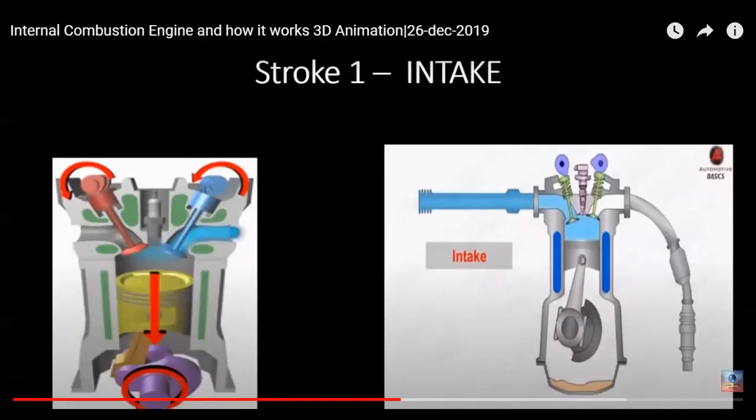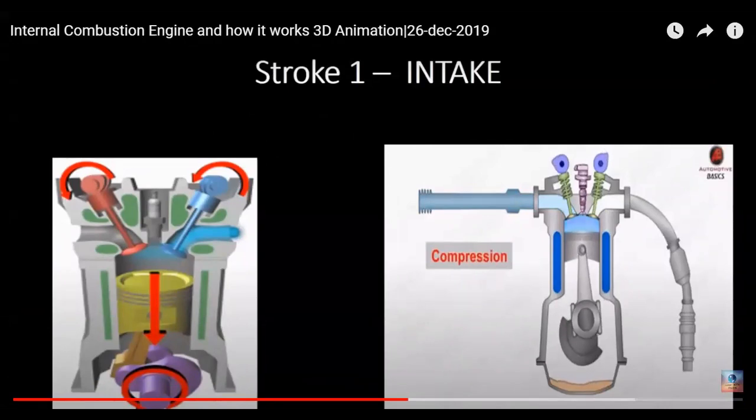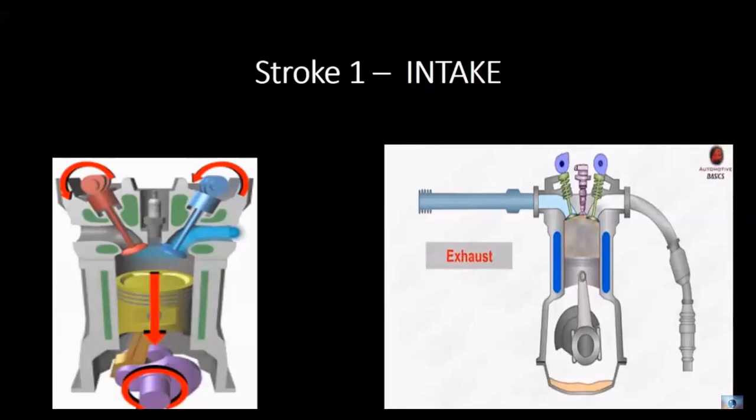An internal combustion engine consists of 4 strokes. Number 1. Intake. Number 2. Compression. Number 3. Power stroke. Number 4. Exhaust. At the beginning of the intake stroke, the piston is close to TDC.